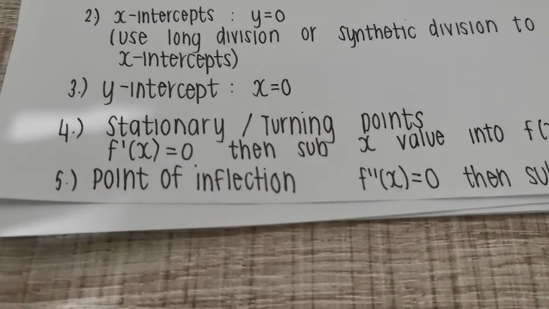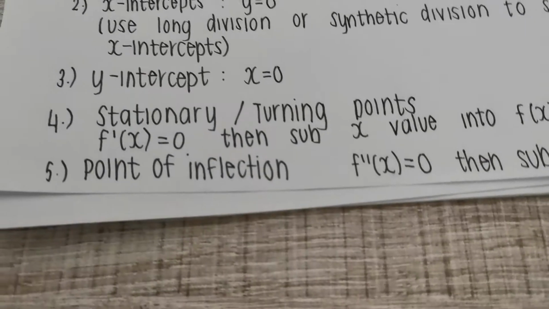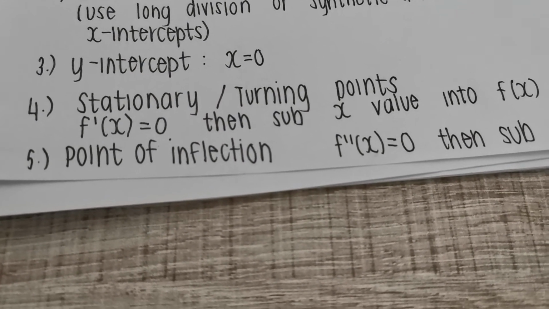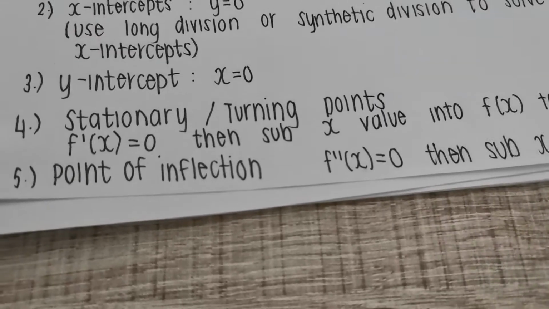For the y-intercept, we know that x is equal to 0, so you just sub x is 0 and solve for y, or else if it's in the form y is equal to ax cubed plus bx squared plus cx plus d, it's basically that d value.